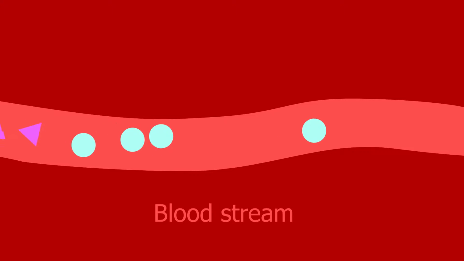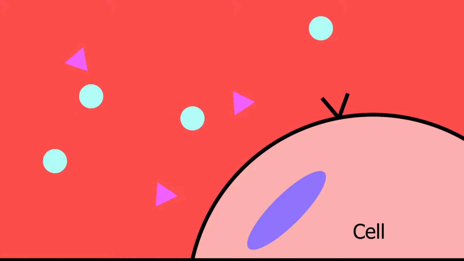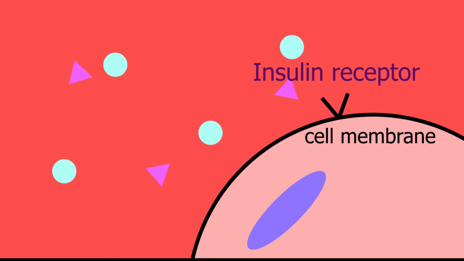When food is eaten, it gets digested and turns into glucose. Glucose enters the blood to be passed throughout the body along with insulin, which is created by the pancreas. For the glucose to enter a cell, an insulin must attach to an insulin receptor located on the cell membrane.